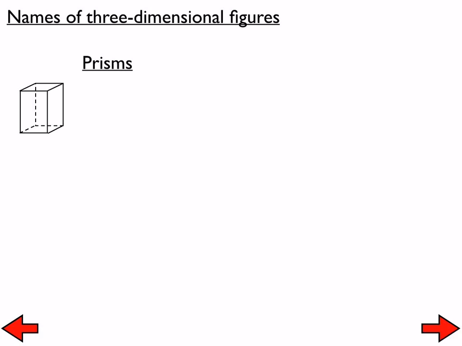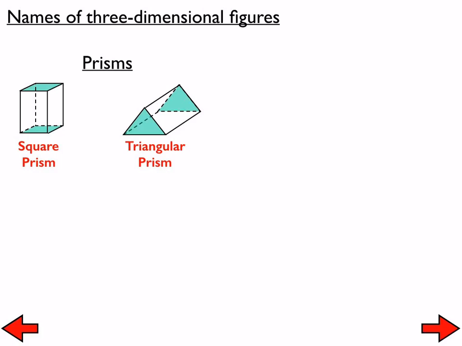So here are some more shapes and their names. This is a square prism because it has a base that is a square and it is a prism. However, this is a triangular prism because the base is a triangle and it is a prism. This is a square pyramid because the base is a square and it is a pyramid.